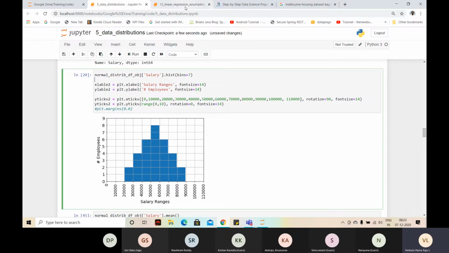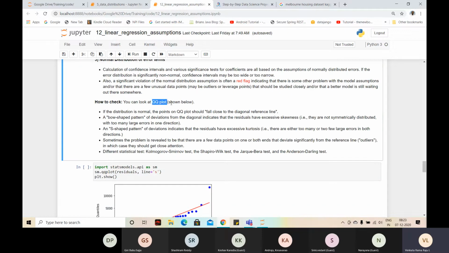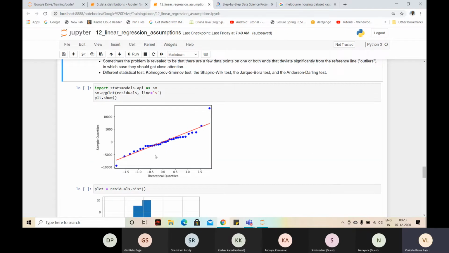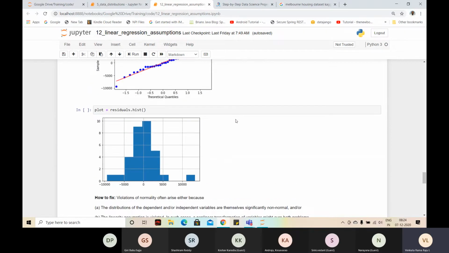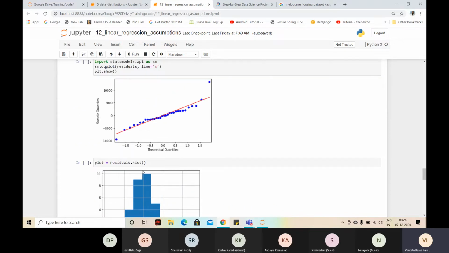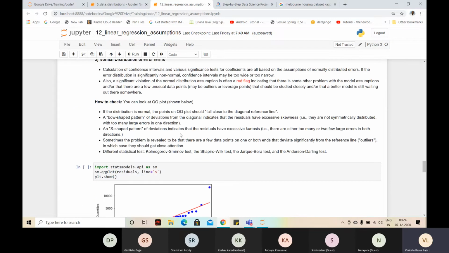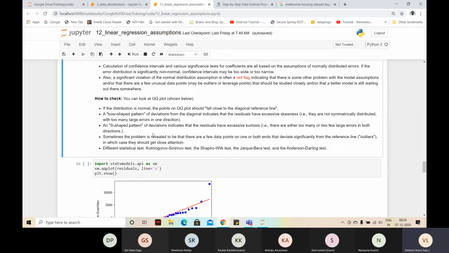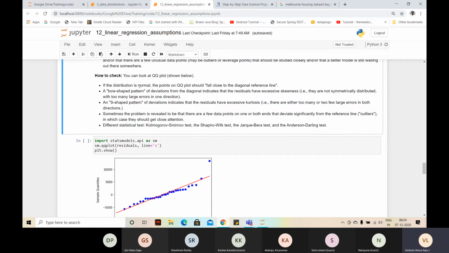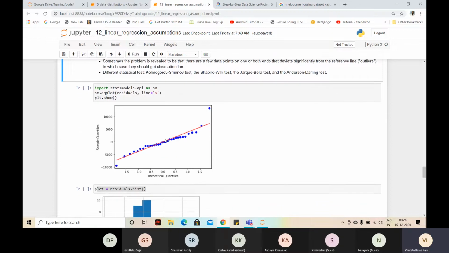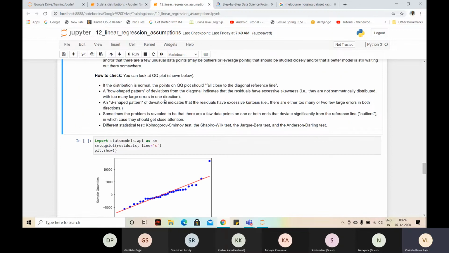To solve this problem, there is a plot called the QQ plot. If you do a QQ plot and all the data points are close to this red line, that means the data is normally distributed, irrespective of whether the histogram clearly shows the normal distribution. No need to worry about the bins. So you need to do a QQ plot. I'll explain what a QQ plot is, but first I'm trying to explain what it tells us.